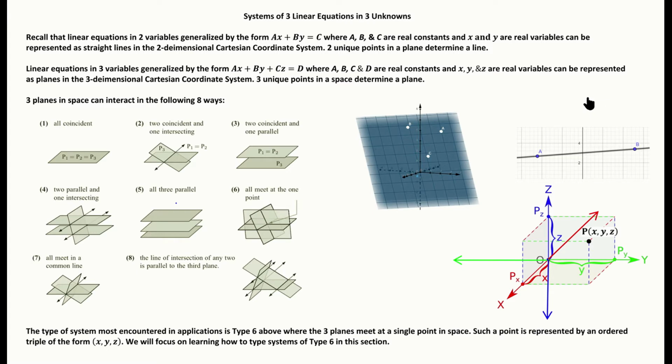And whereas the graph of these equations in just two variables gives us a straight line, the graphs of these kinds of equations with three variables, ax plus by plus cz equals d, with x, y, and z being the variables, and a, b, c, and d just being real constants, then what we end up with is a plane, not just a straight line, but an entire plane. And whereas here we only needed 2 points to determine a given line, with a plane we need 3 points, 3 distinct points to determine the plane.